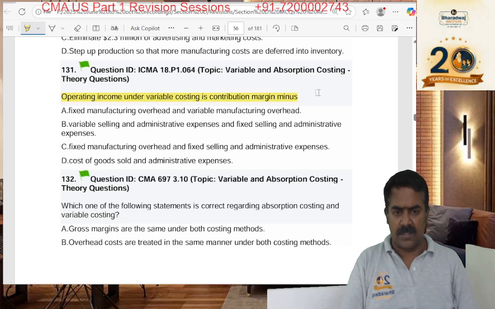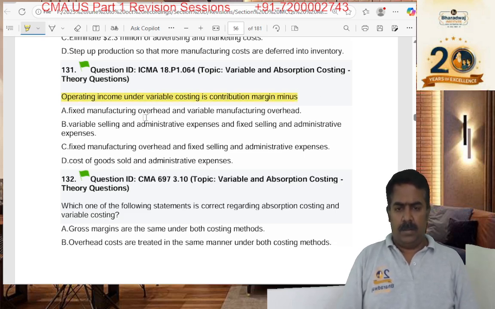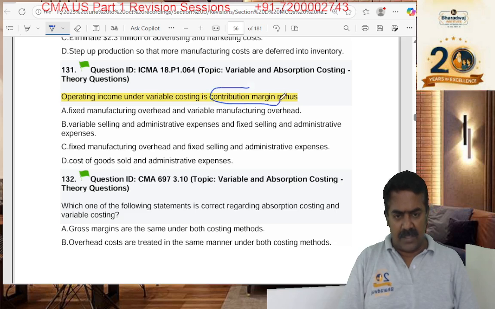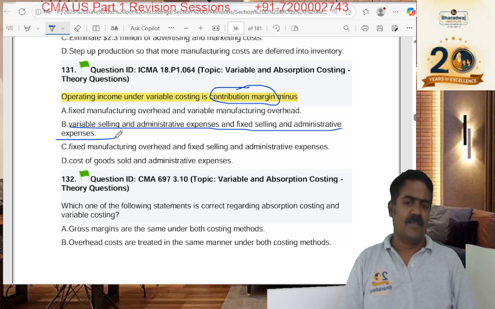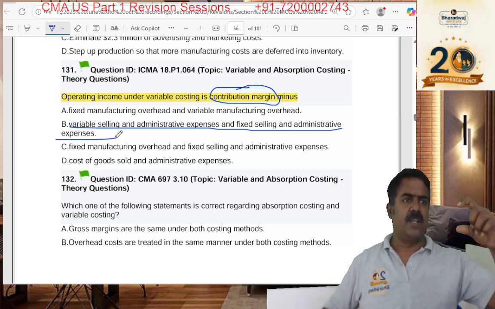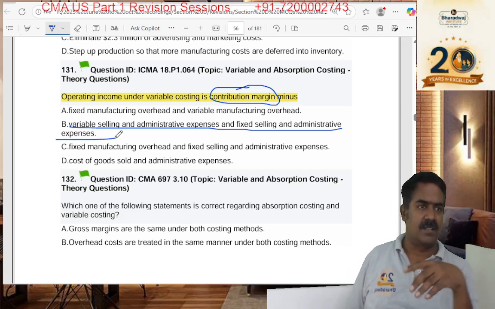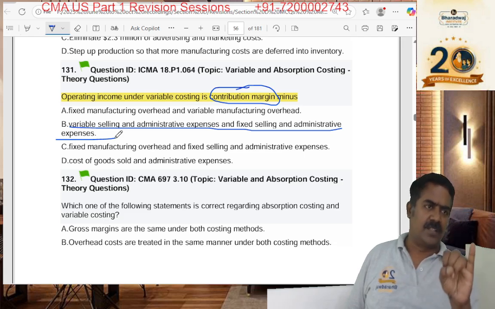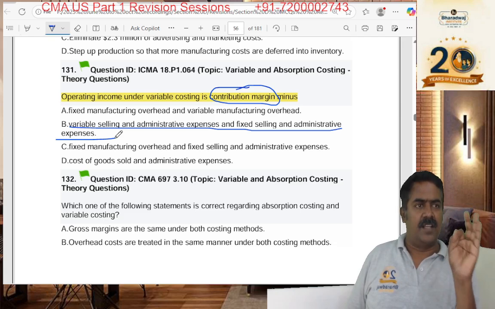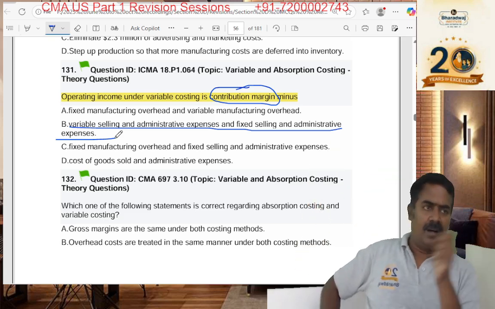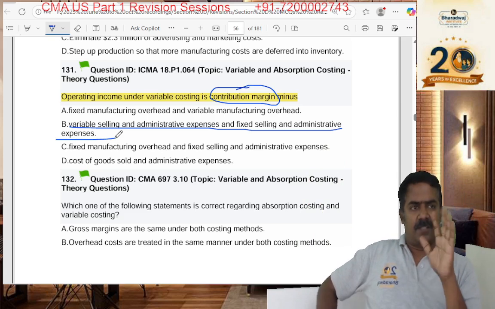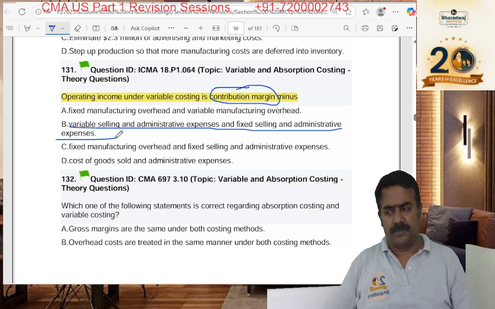Operating income under variable costing is contribution margin minus variable selling and fixed expenses. Why? Because sales minus variable cost includes only manufacturing cost. Fixed manufacturing cost, and variable and fixed selling and administration expenses are not included. So if you want net income, contribution minus all your fixed expenses and variable selling expenses. Answer is B.